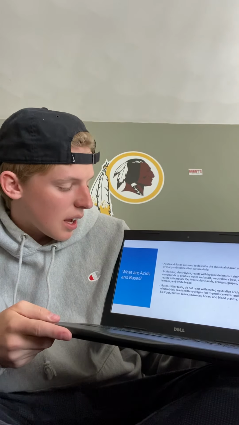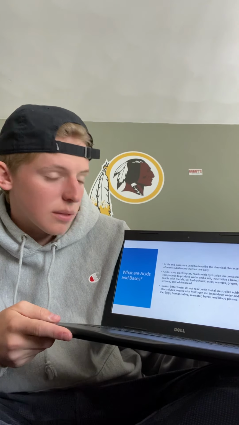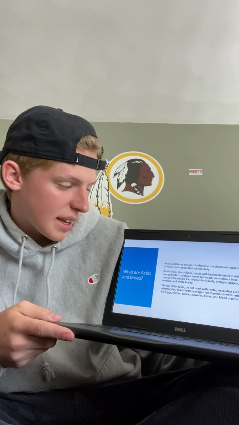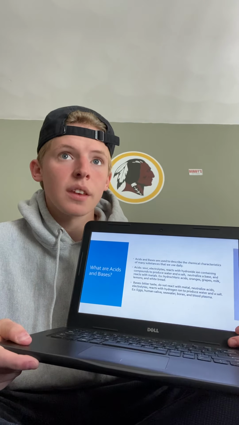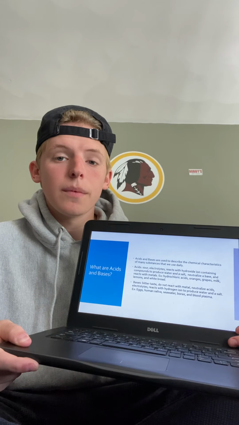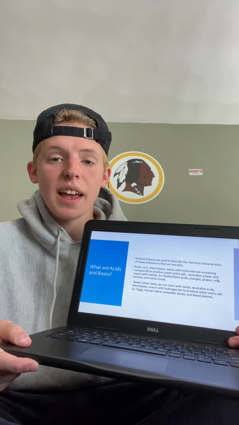Now to bases. Now what are bases? Well, they are actually more the opposite. They have more of a bitter taste. They do not react with metal. That's one of the main things when it comes to these types of classifications, is that it's easy to choose between the two because a base does not react with metal.